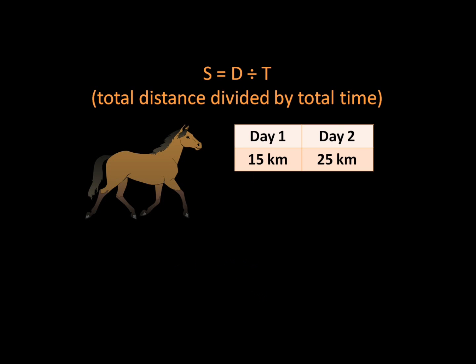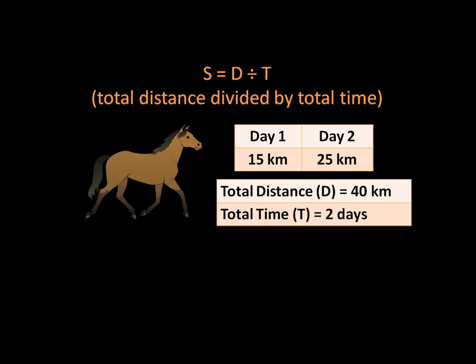Now the horse. The horse walked 15 kilometers plus 25 kilometers for a total distance of 40 kilometers. It traveled for a total time of 2 days. Let's plug in the speed formula. Speed equals distance divided by time. 40 divided by 2 is 20.